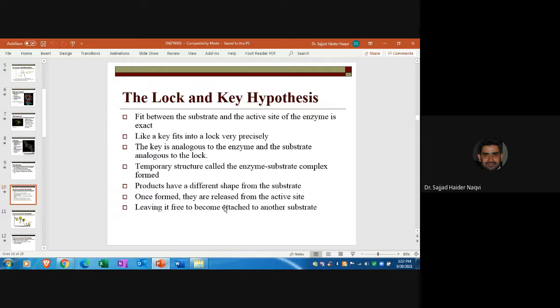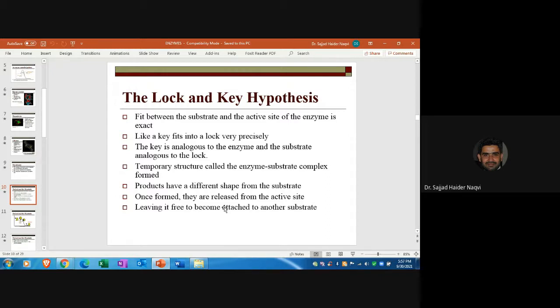So the temporary structure called the enzyme substrate complex is formed. So once the substrate is bound with the enzyme via the active site, this is called the enzyme substrate complex. And why do we call it temporary? Because it has to be transformed into the final product. So this is an intermediate kind of stage where the enzyme is bound with the substrate, and we call it the enzyme substrate complex. Products have a different shape from the substrate.